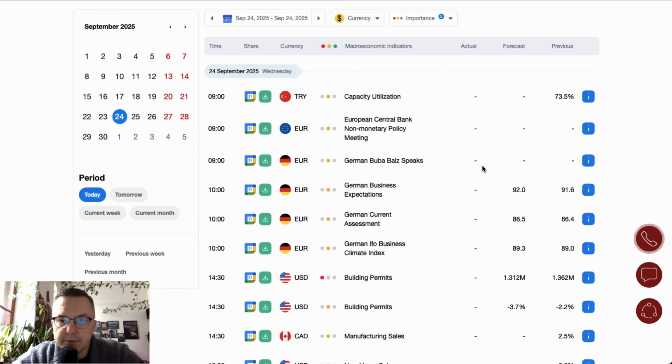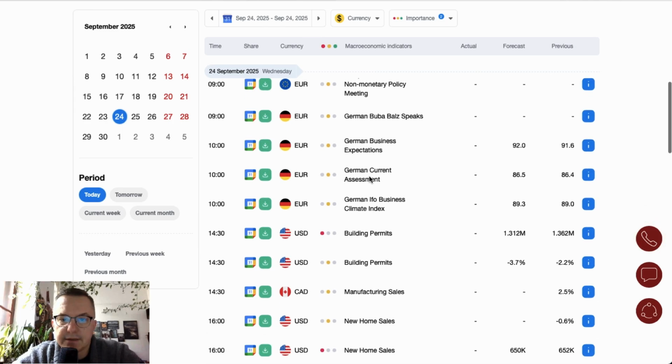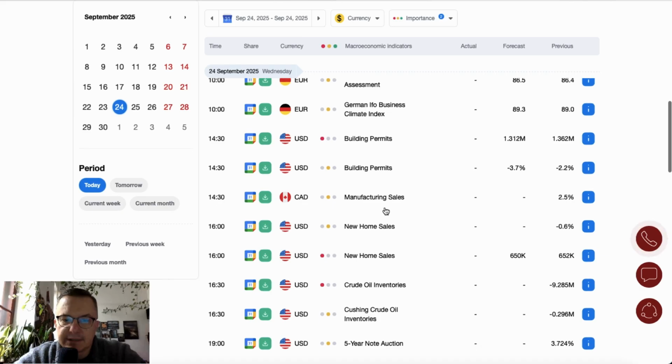The European Central Bank non-monetary policy meeting will take place today at 9 o'clock. Then we have a bunch of data from the eurozone, and especially the German Bundesbank's Balz will give us a speech at 9 o'clock. At 10 o'clock we get German business expectations, current assessment, and the IFO business climate index data. All of this data is scheduled for 10 o'clock.